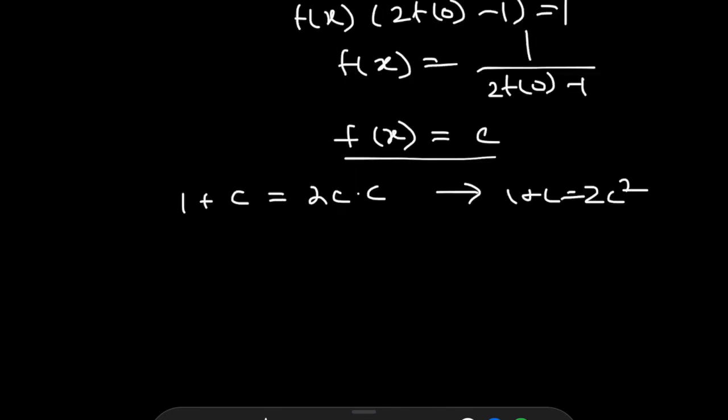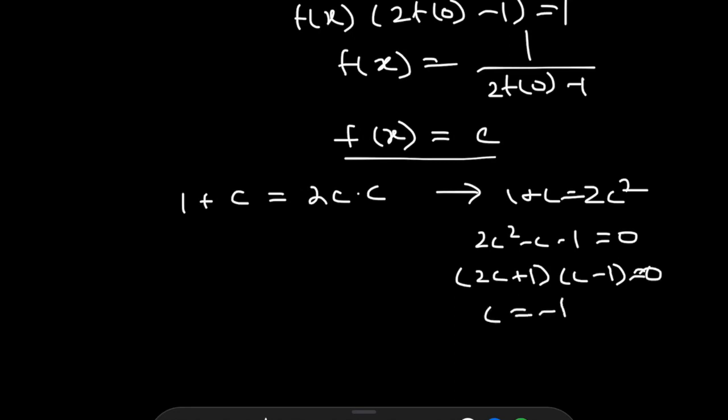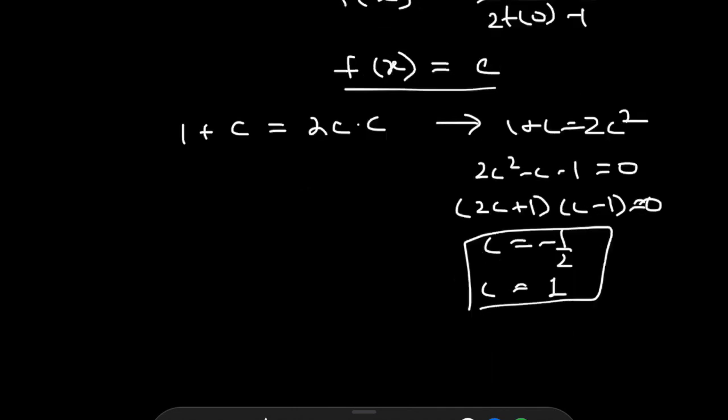And now we can solve this quadratic, so we get 2c squared minus c minus 1 equals 0. And we can factor this now as (2c plus 1) times (c minus 1) equals 0. So we either have c equals negative 1/2 or c equals 1 as the two possible solutions for f of x. So our original problem asked us to find all functions that satisfied that given functional equation, and our two functions turn out to be f of x equals negative 1/2 and f of x equals 1. And we're done.